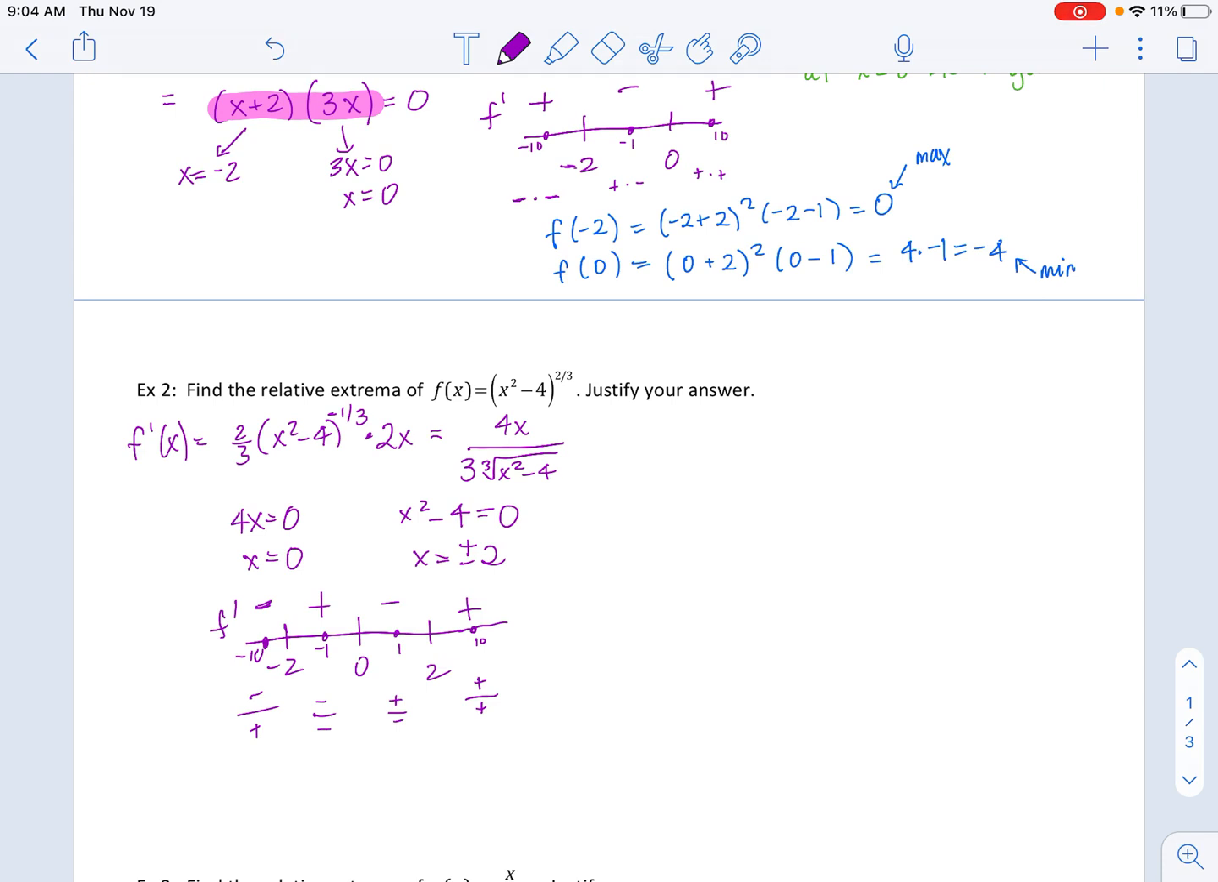So now I've got a bunch of sign changes, right? It goes from minus to plus to minus to plus. So it looks like I have a local minimum here, a local maximum here, and a local minimum again here because of the minus to plus. Now what I have to do is go ahead and plug all of those into the original function.